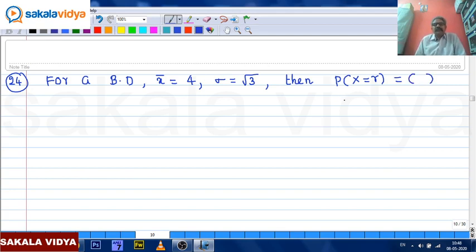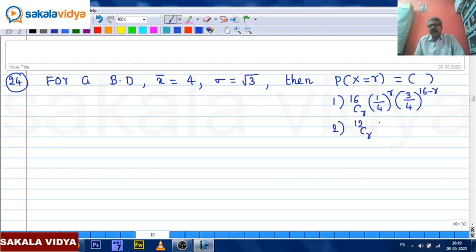So the options here: first option, 16 CR, 1 by 4 to the power of R, 3 by 4 to the power of 16 minus R. Second option, 12 CR, 1 by 4 all to the power of R, 3 by 4 to the power of 12 minus R.